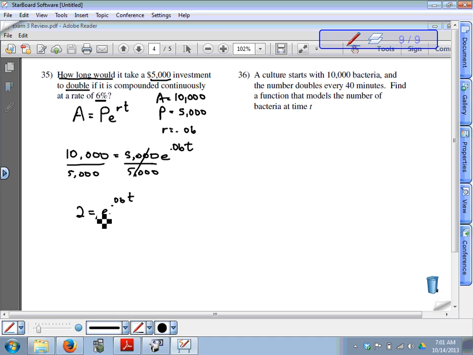Now to cancel the base of e, we use a natural log on both sides. So we have the natural log of 2 is equal to 0.06 times t. Now t is no longer part of an exponent because the base of e is gone. 0.06 is multiplying t, so divide by 0.06. So t is equal to the natural log of 2 divided by 0.06. That's in years.